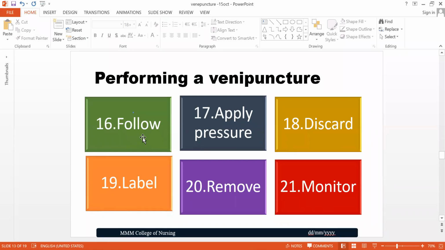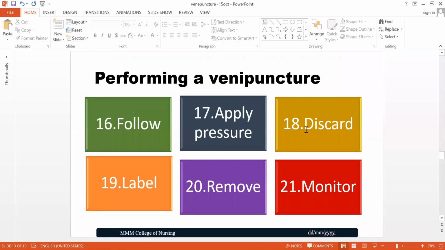Next, follow. What are you supposed to follow? Follow the correct order of draw to avoid contamination of additives. Next, apply pressure. Once the collection has been completed, release the pressure of the tourniquet and then completely remove the needle after applying pressure.